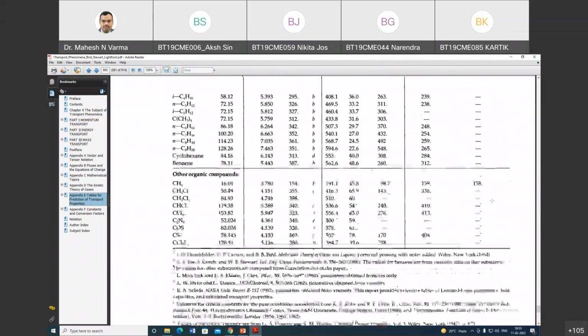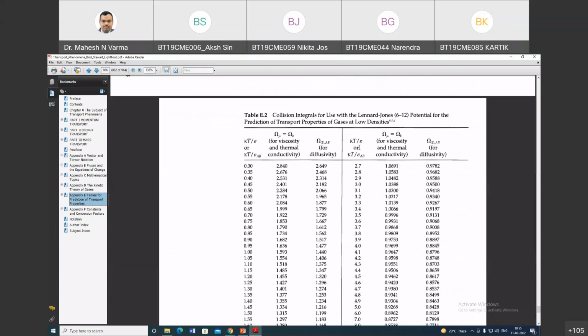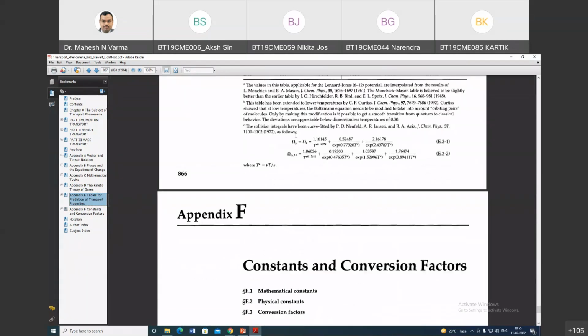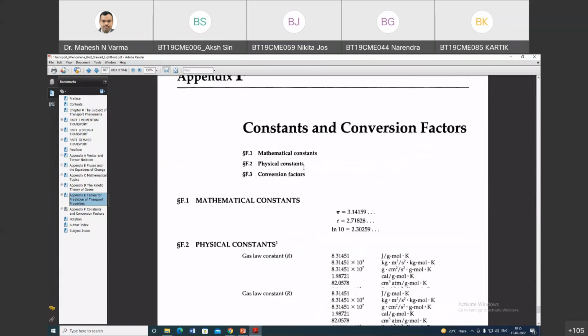So these data you can use, and these are the values of the collision integral for viscosity and thermal conductivity, and this is the collision integral for diffusivity. Actually, these values you can see. Some brief information is also given. This you can use.